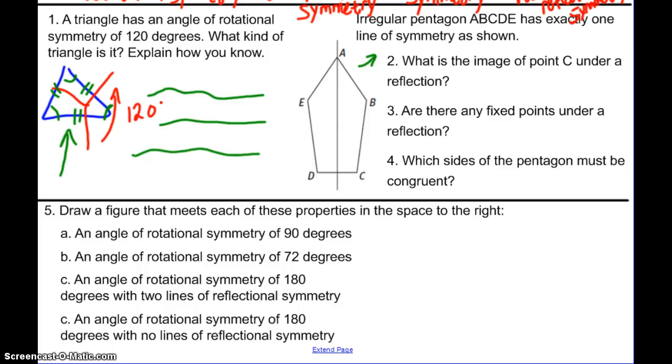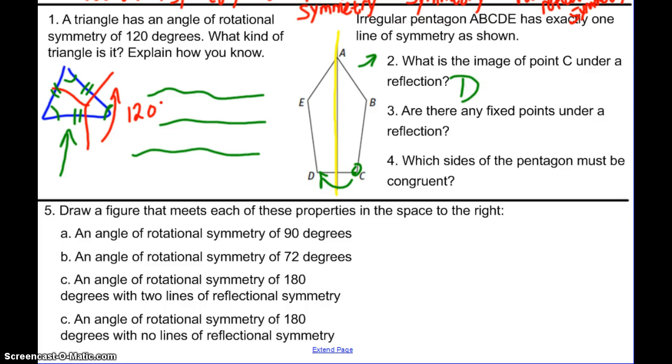A regular pentagon ABCDE has exactly 1 line of symmetry as shown. There it is right there. What is the image of point C under a reflection? So if I take C and reflect it, what does that become? Well, right across, it's point D.